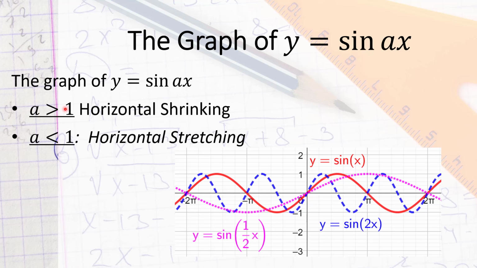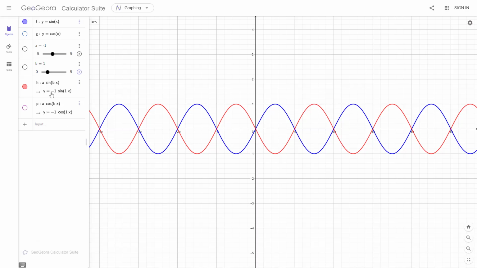Furthermore, for the graph of y equals sine ax, if a is greater than 1, it's going to provide horizontal shrinking, but if a is less than 1, and a in this case is always a positive number, we will have horizontal stretching. And we can actually see that in GeoGebra. Let me put the amplitude back to 1, okay.